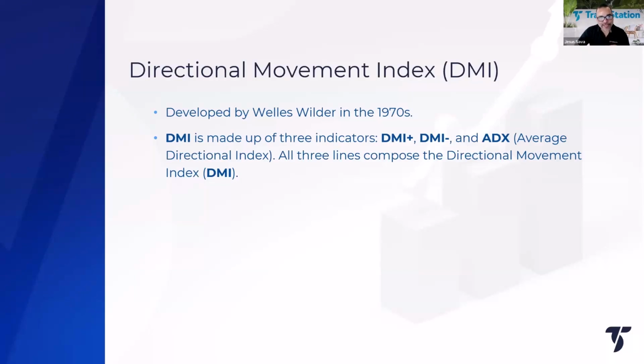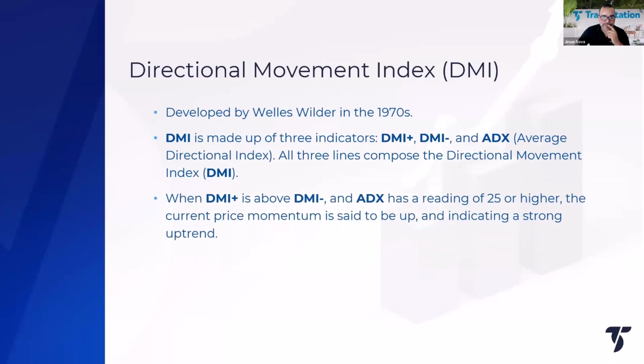Let's try to understand each one of the lines, see what the indicator is trying to tell us, and see how we can take advantage of some of its signals. When the DMI plus is above the DMI minus, and the ADX has a reading of 25 or higher, the current price momentum is said to be up and indicating a strong uptrend.